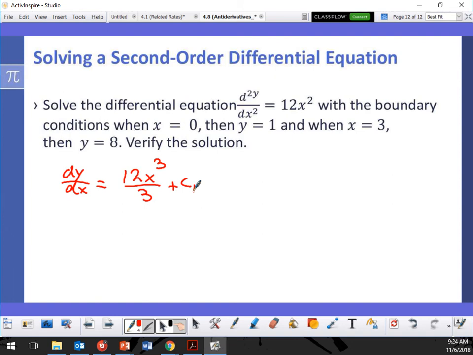Okay, so the next one after that would be y equals. So I'm moving up the ladder on this one. If I reduce that, that would be 4, right? So it would be 4x to the 4th over 4, plus c sub 1 x, plus c sub 2. That's some value, right? Yes, x, thank you.